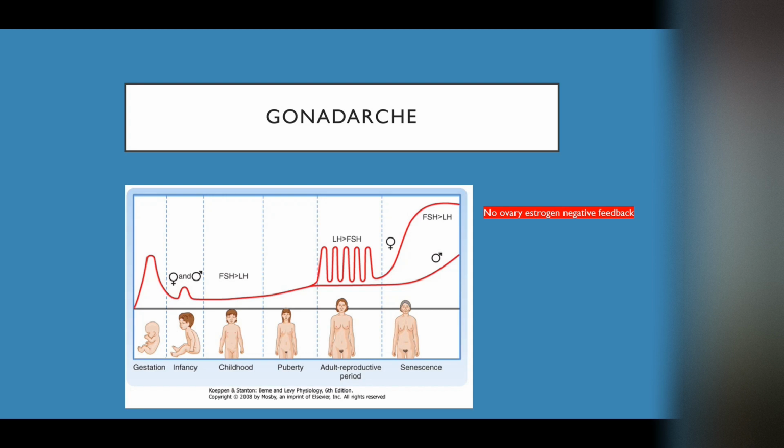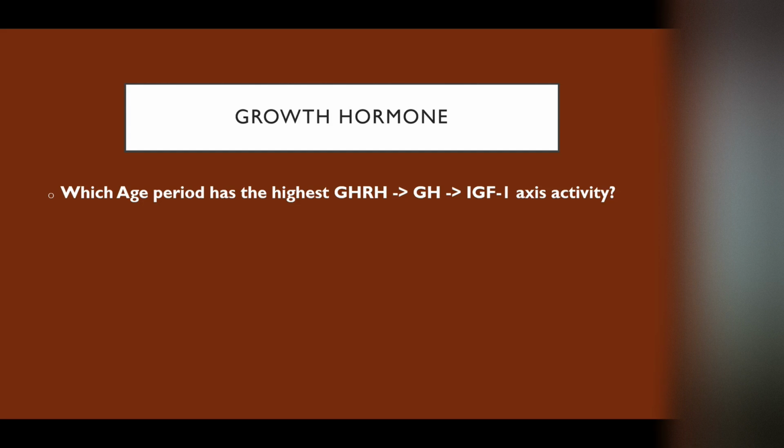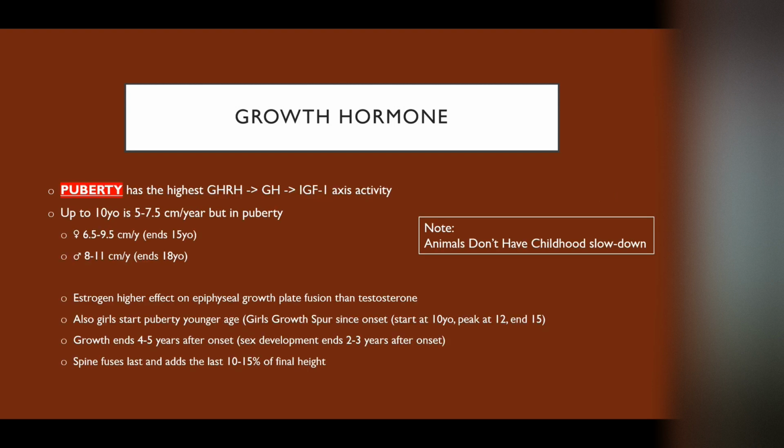You differentiate the gonads. Mini puberty, childhood, nothing happens. Puberty, grows. Adult, pulsatile or not. And then you have senescence. Then growth hormone. That's our last hormone for today. Which age period has the highest growth hormone axis? Puberty, good. Puberty is the highest.